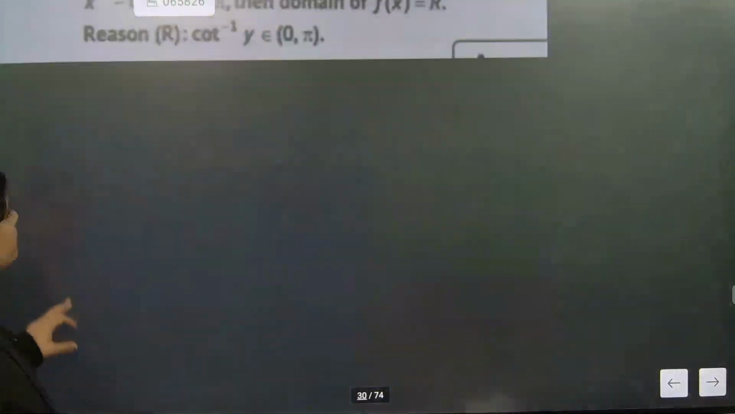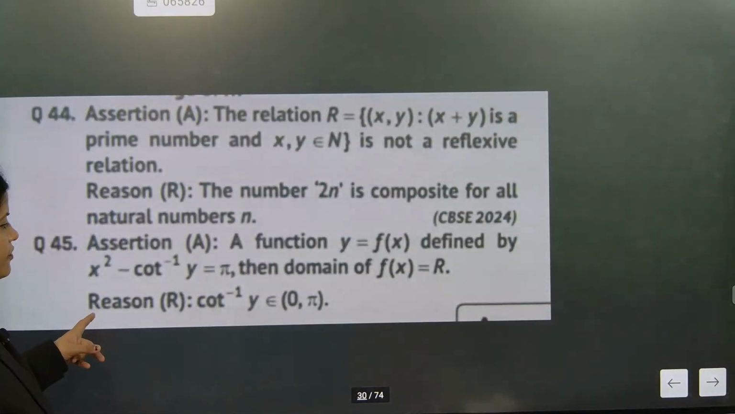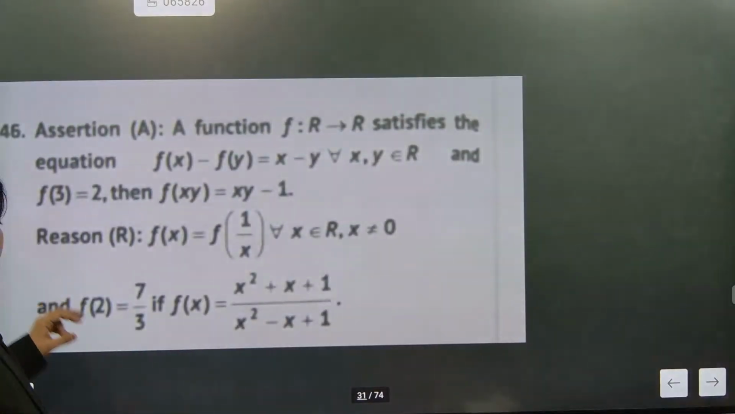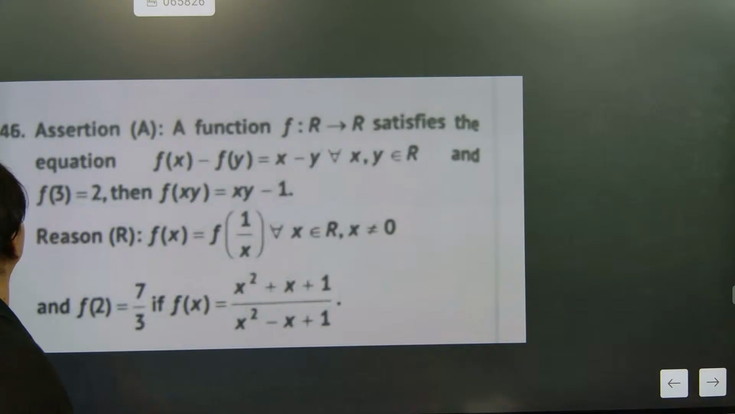Till 45 we have completed. That means till here we have completed the cot inverse part. So now we will go for question number 46. This is a function related question. Now let's do it.